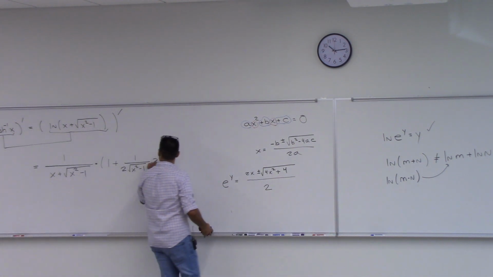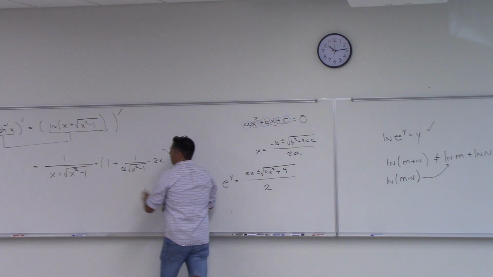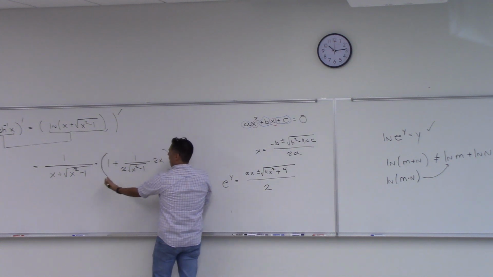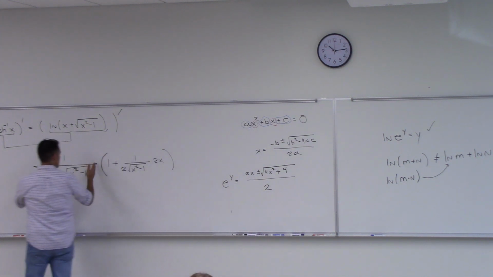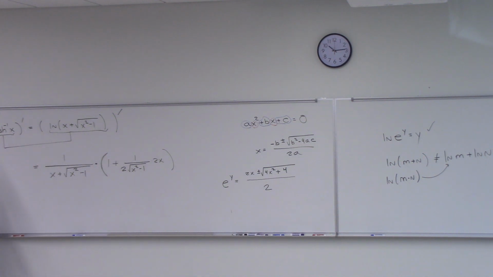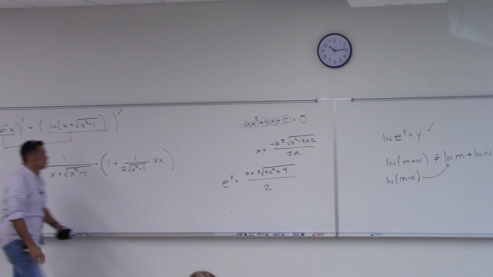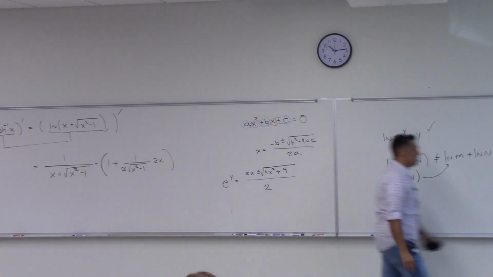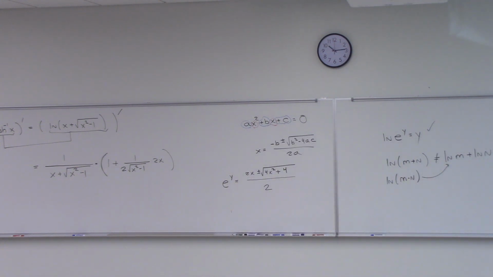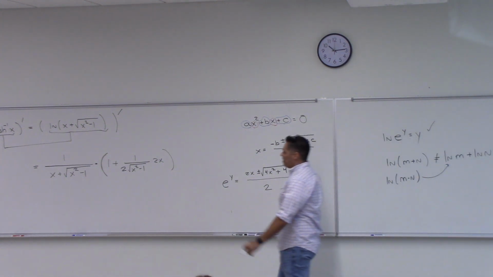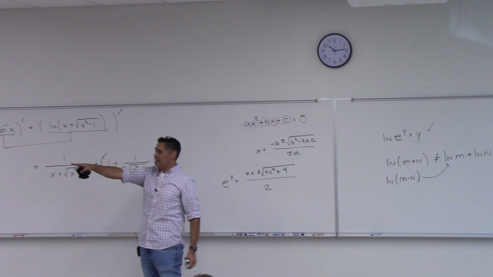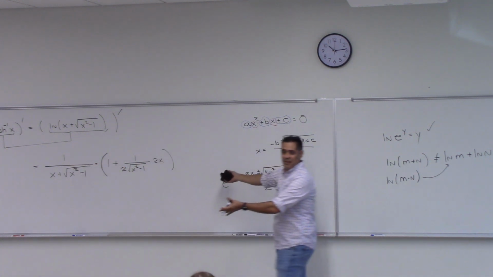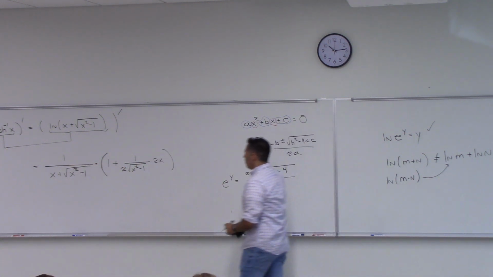So times 2x. Does all this need to be in parentheses? Absolutely, right? Because we're multiplying this times that. I'm going to clean this up because I'm trying to show that our answer should be 1 over the square root of x squared minus 1. Wow, that doesn't look like that's going to turn into that, does it? Just by the look of it right now, it doesn't. But we're going to do some algebra here.